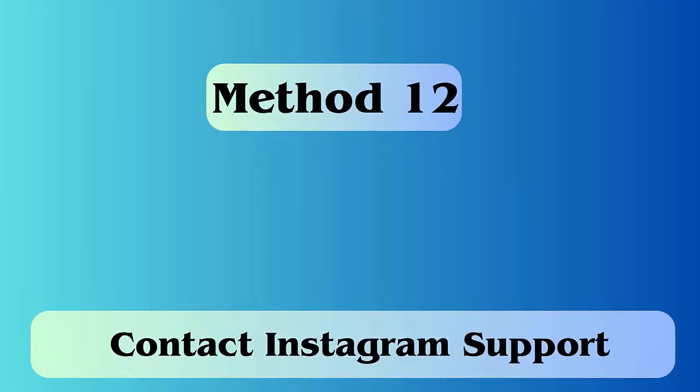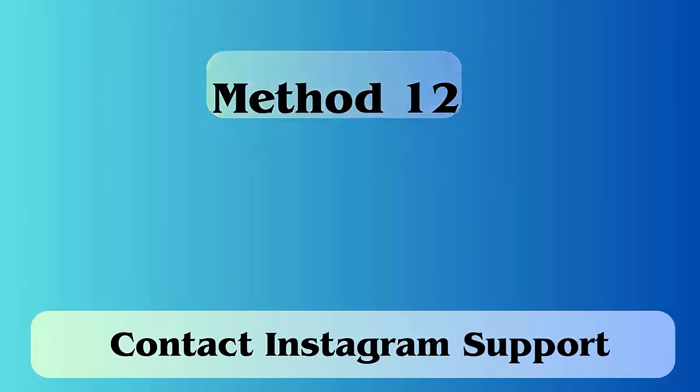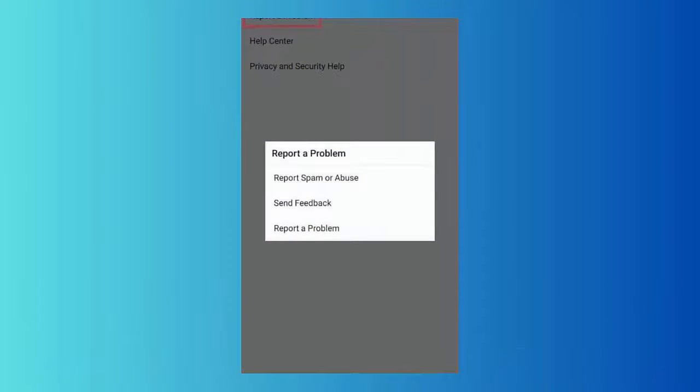Method 12, contact Instagram support. Launch Instagram app, click on Me icon. Now, click on Menu icon. Next, choose Settings and Privacy icon. Then, move down and select More Info and Support. Here, choose Help option. Next, choose Report a Problem.